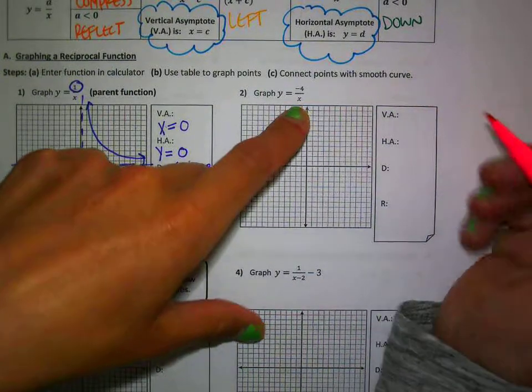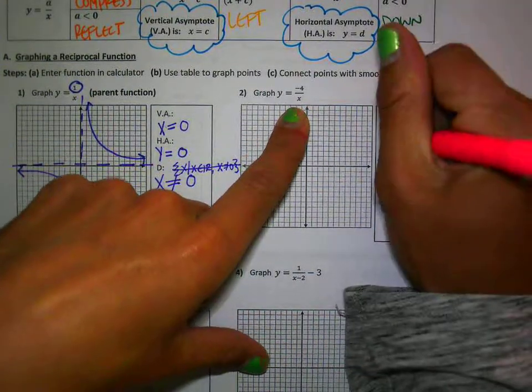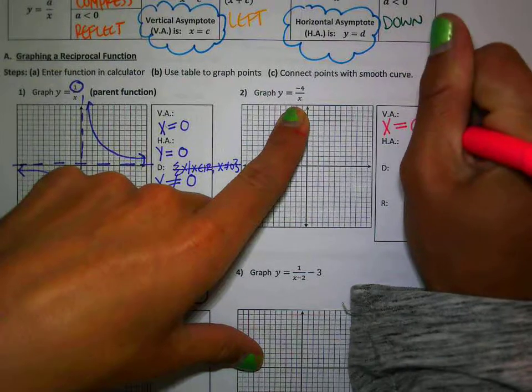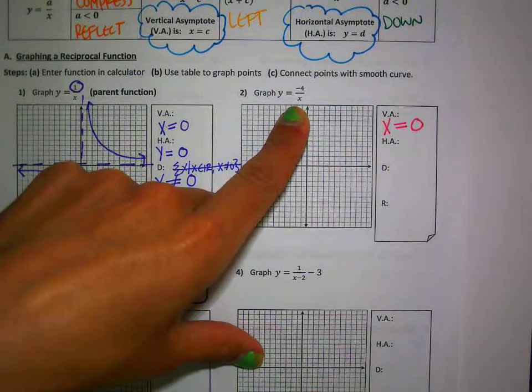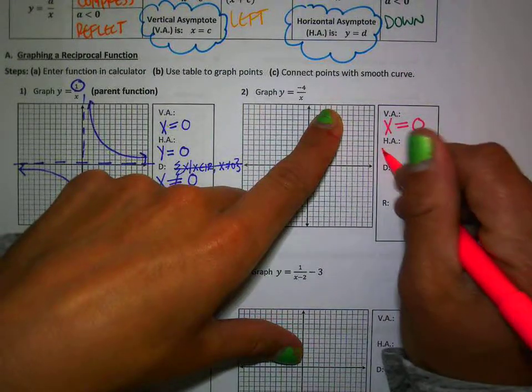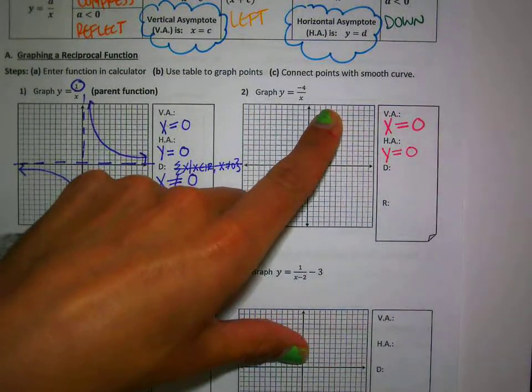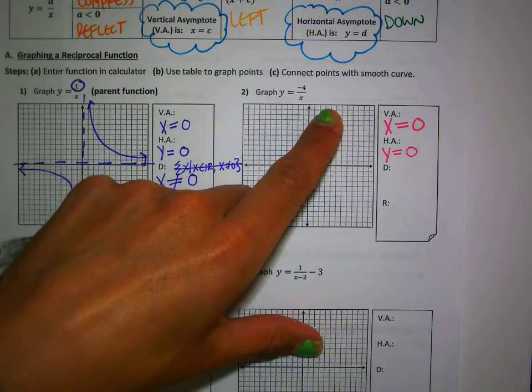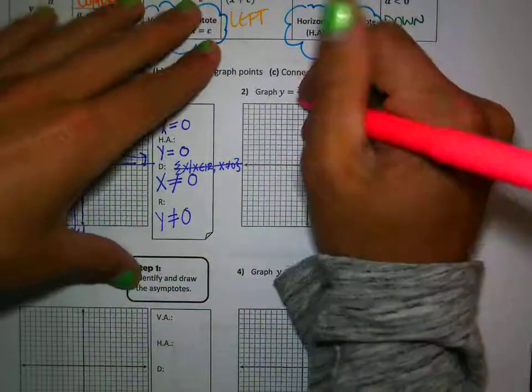For the vertical asymptote, is there a number down here with the x? No. So vertical asymptote is still at 0. What about the number on the outside? Still no number, so horizontal asymptote is 0. So I'm going to draw my asymptotes.